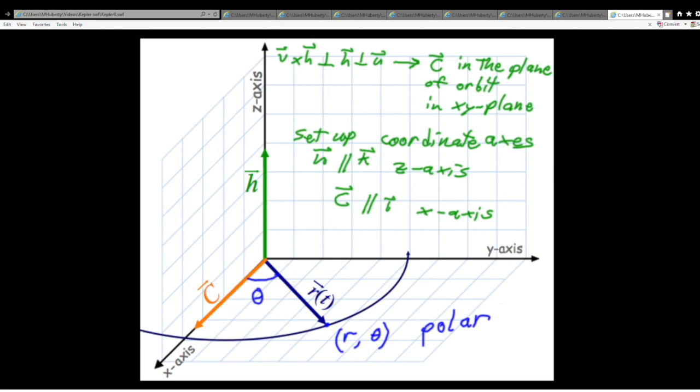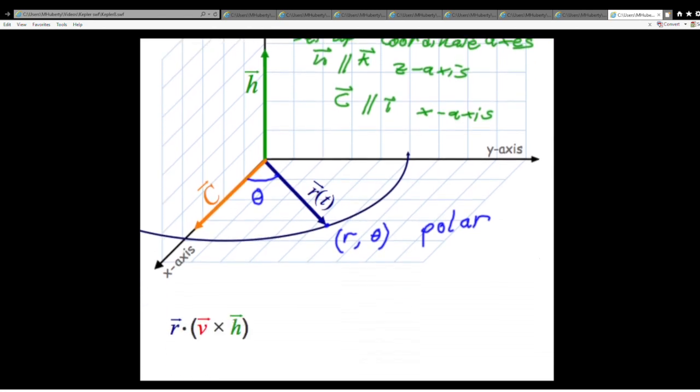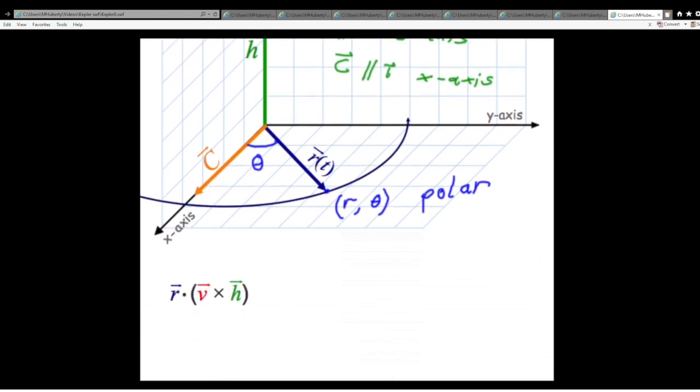Now with that in mind, we're going to do another one of these, not my idea, but a Newton-inspired idea, of taking r dot v cross h. Again, not something you would just think of off the top of your head, I don't think. So we're doing this dot product: the position vector dotted with the cross product of v cross h.